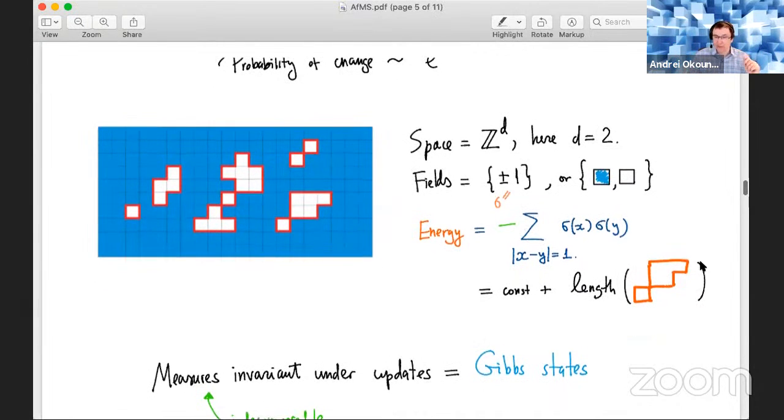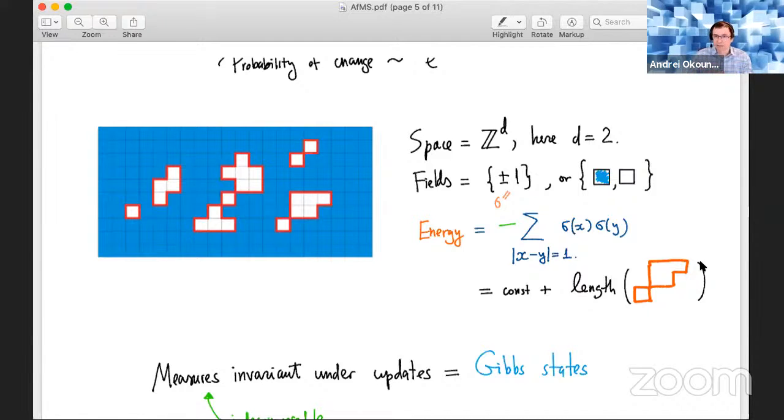And this is, up to some constants, the same as the length of the interface. Here, between the blue and the white is the interface, which I've drawn in red. The length of that interface is the energy, which makes sense. If you have some interface between two phases, then there's some energy associated with the interface.